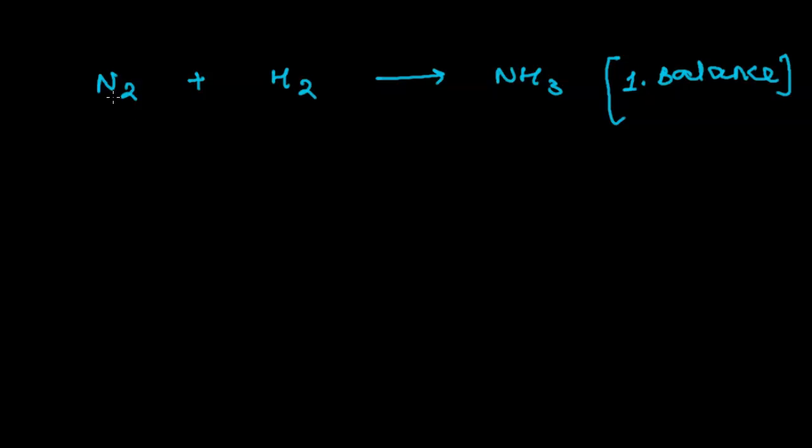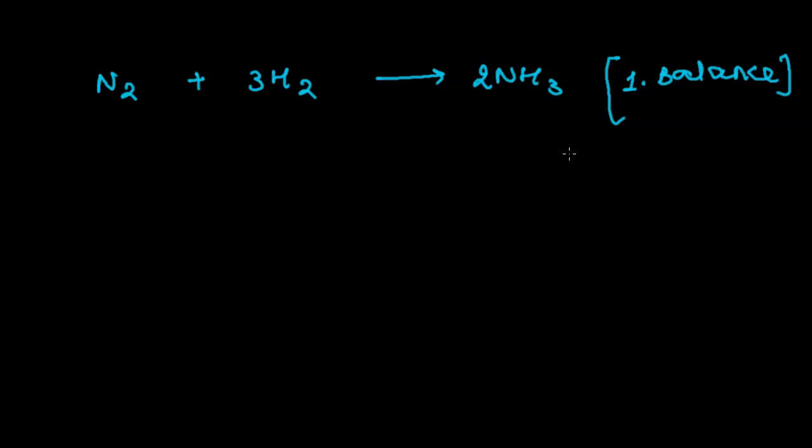Left side has 2 nitrogen, right side has 1 nitrogen. I want to make this nitrogen 2. So I put 2 in front of the compound. This makes my hydrogen 2 times 3 is 6. And I put 3 here in order to get 6 hydrogens on the left side as well. And I got my equation in the balanced form.